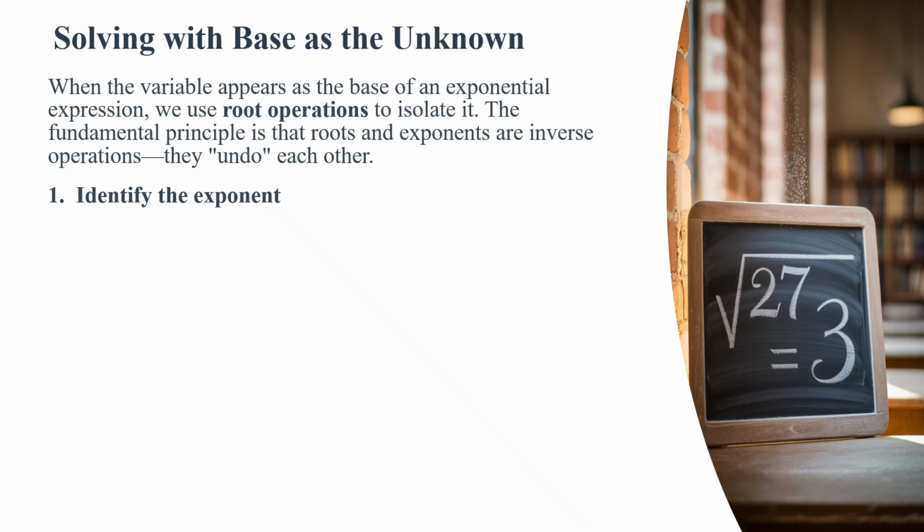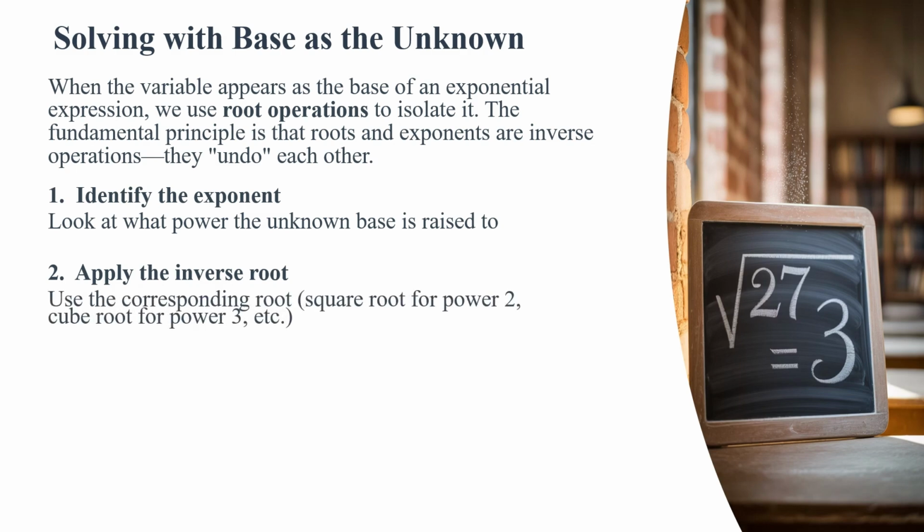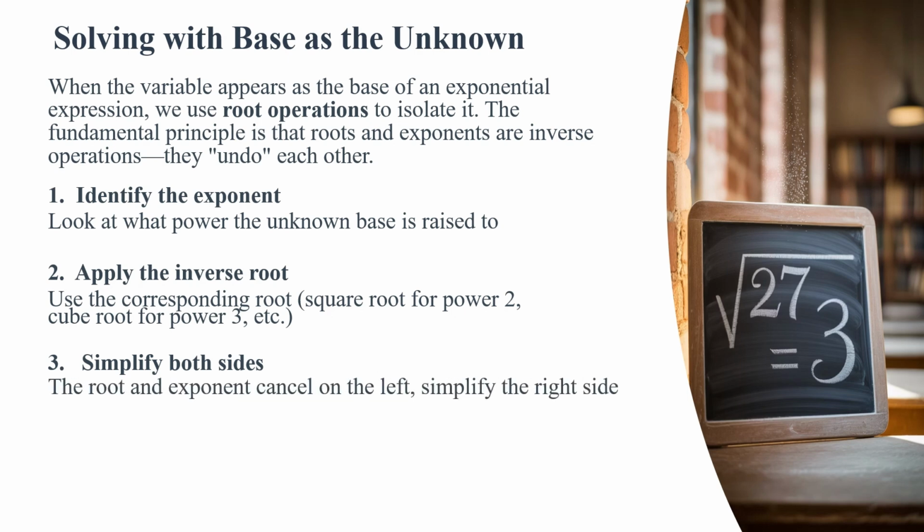Step 1. First, identify the exponent. Look at what power the unknown base is raised to. Step 2. Next, apply the inverse root. For example, if the variable is cubed, take the cube root of both sides. If it's squared, take the square root. Step 3. Then simplify both sides. The exponent and the root cancel each other on the left, and you just simplify the number on the right.